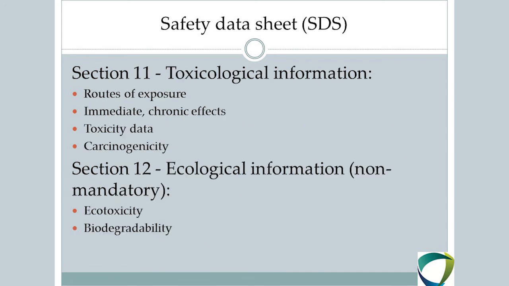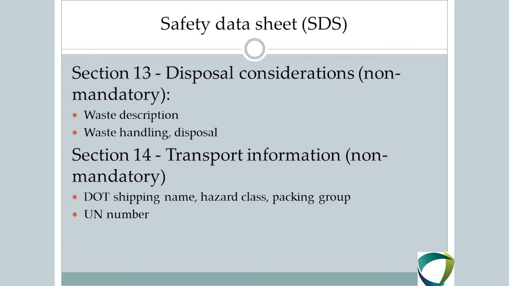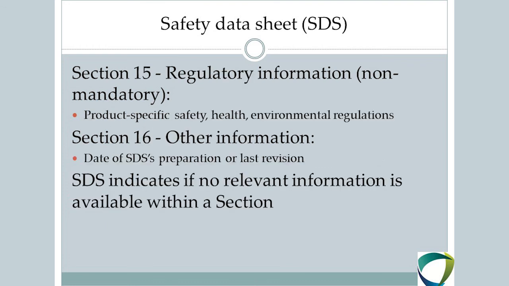Section 11 discusses toxicological information, specifically routes of exposure, immediate as well as chronic health effects. Section 12 is ecological information. Section 13, disposal considerations, includes a description of safe handling and disposal. Section 14 regards transportation information. Section 15 is regulatory information and will include any product-specific safety, health, and environmental regulations. The final section, Section 16, is titled Other Information. It includes the date of preparation or last revision of the safety data sheet.